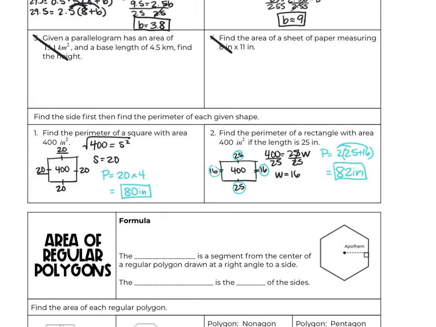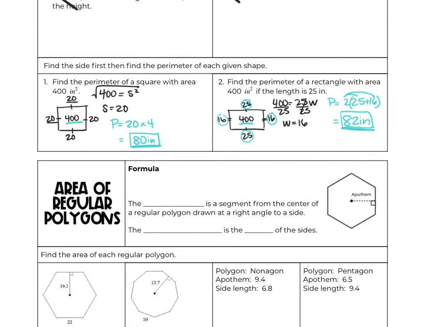So if you notice, the one was a square, had an area of 400, but a perimeter of 80, and then 2, they had the same area, but since it was a rectangle, their perimeter was slightly different.